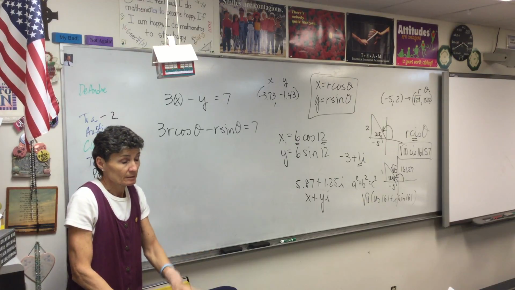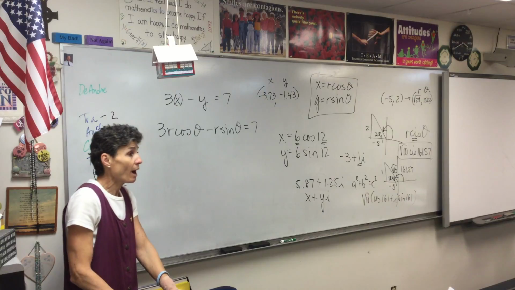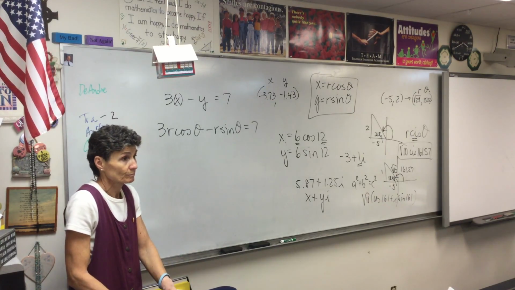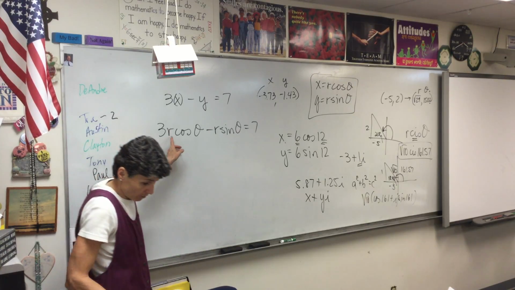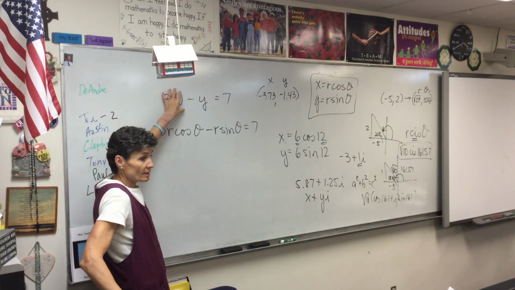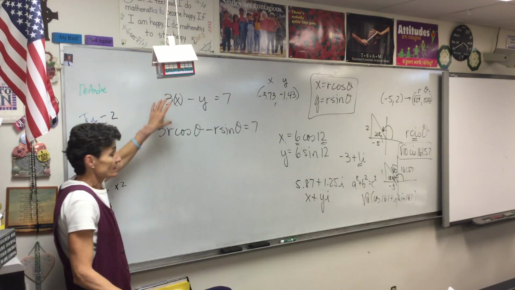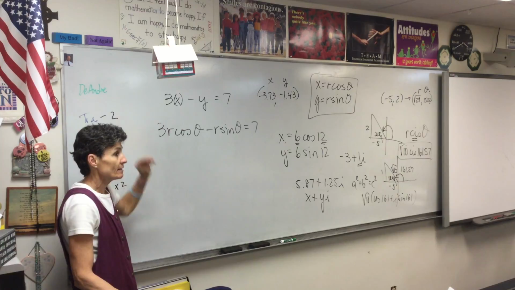That's it. The directions said get rid of X and Y and put in R's and thetas. So that's what I did. That's number 5, convert to a polar equation. So we started with this. Do you want to take a picture of mine? We started with this and we're ending up with this. It's one step. Yeah. Plug in, done.